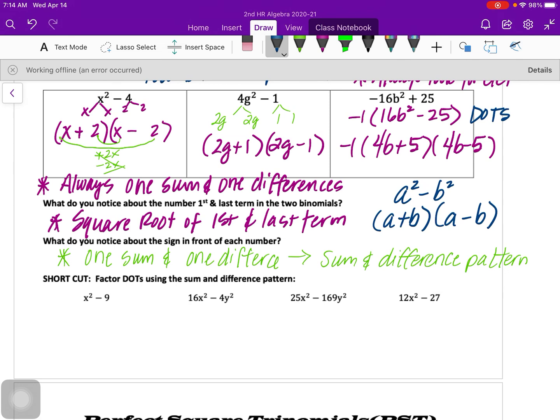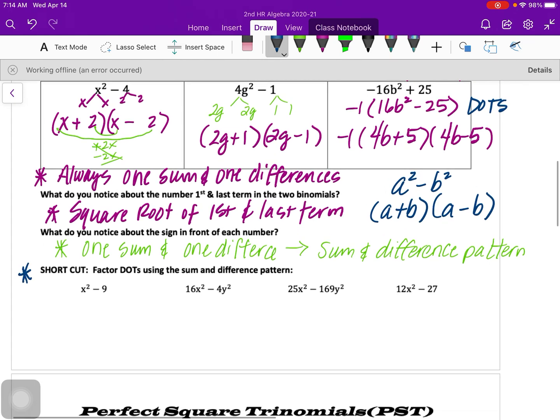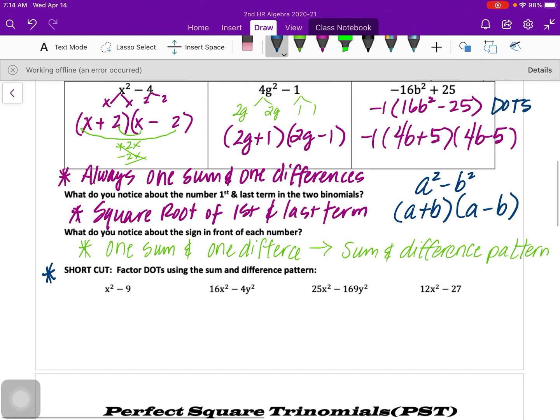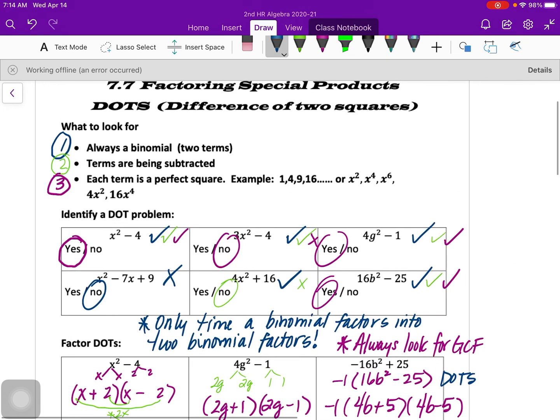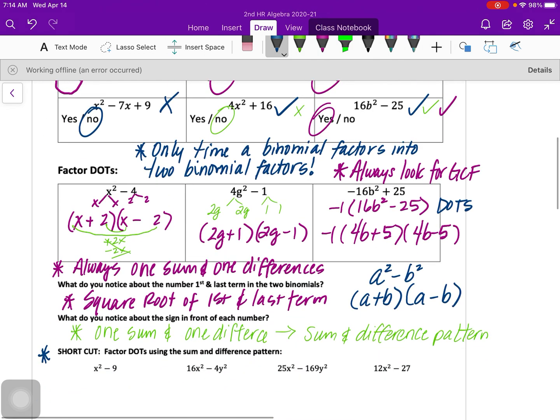So I want you to go ahead and try the last four on your own using the shortcut. No work really needs to be shown here unless you need to factor out a GCF. Always look for that first. But try these last four on your own and we will go over them in class together. And then also bring any questions you have to class with you.